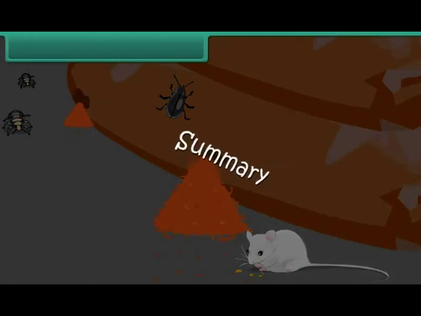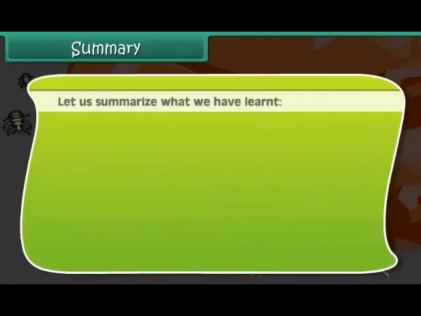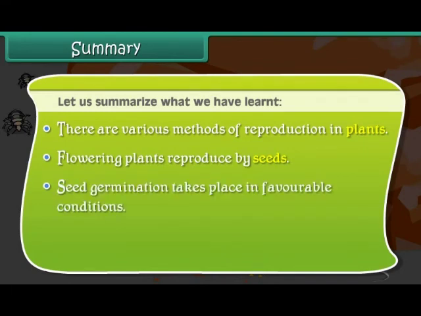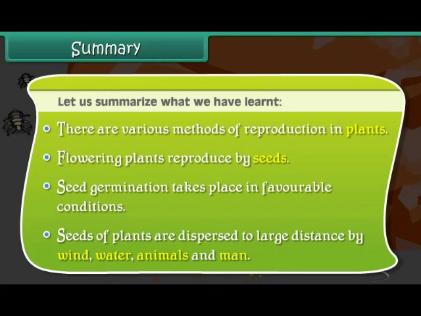Summary. Let us summarize what we have learned. There are various methods of reproduction in plants. Flowering plants reproduce by seeds. Seed germination takes place in favorable conditions. Seeds of plants are dispersed to large distances by wind, water, animals, and man.